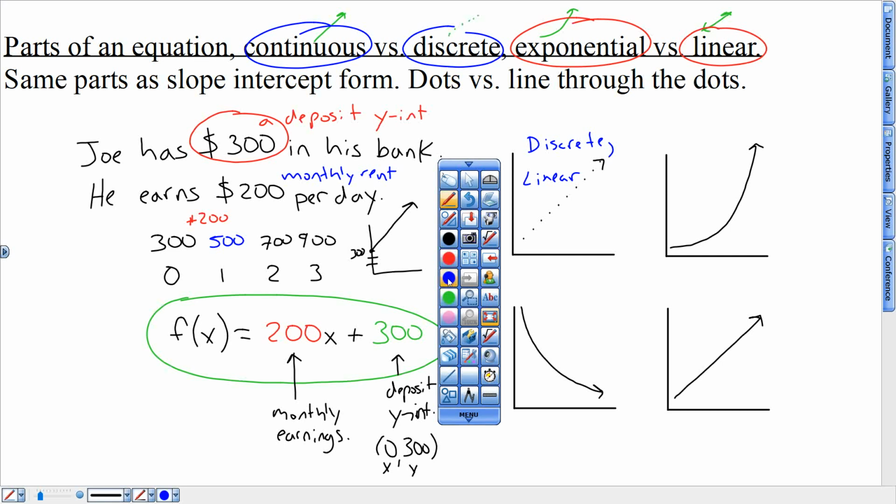So here we go. First category, dots, discrete, no dots, continuous. This has no dots, line drawn through it, continuous. Going to the next category, curved or straight. This is curved, exponential. All right, look at the next one down. First category, dots, discrete, or no dots, continuous. This has no dots, continuous. And then curved, straight, curved, exponential.